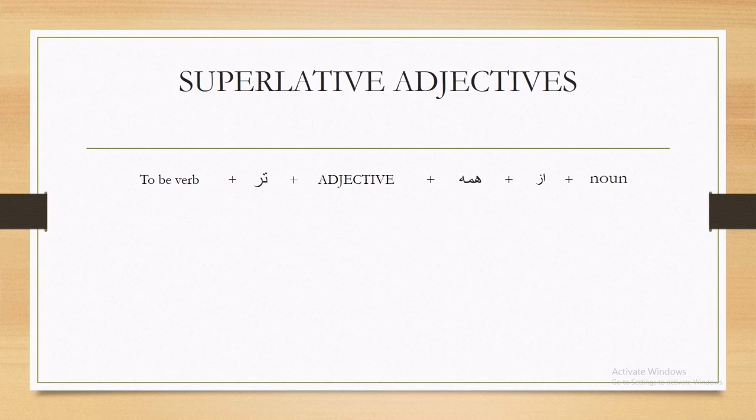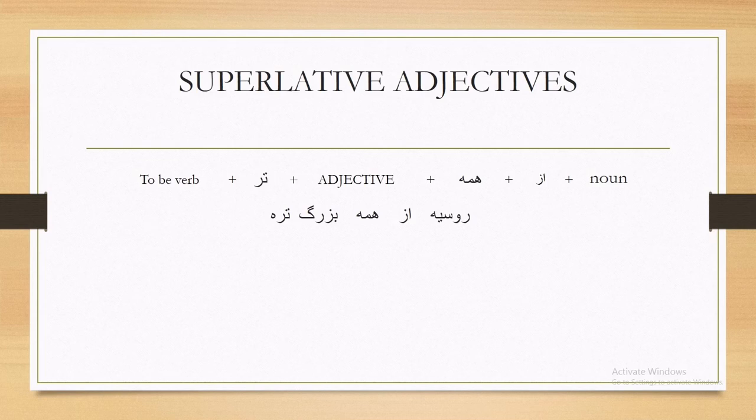For example, روسیه از همه بزرگتره. روسیه means Russia, which is a country. I want to say Russia is bigger than all. So we use the noun at first, which is Russia, روسیه, and according to what I said, I should add as, and then we should use همه, and after that we should use the adjective.